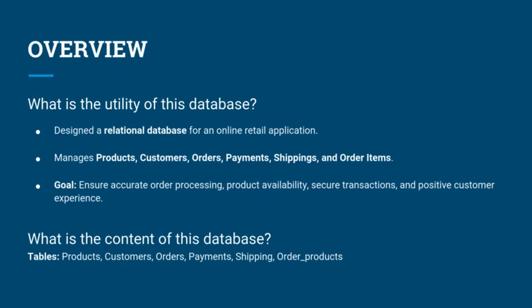What is the content of the database? So the database content, I think it's five tables. It's called the products table, customer table, orders table, payments table, shipping table, and order products table. The order products table is actually the join table between the products and orders.